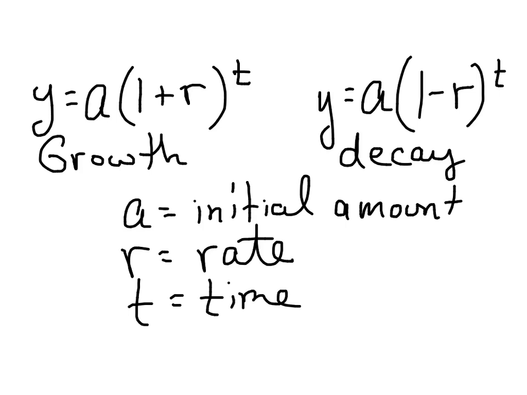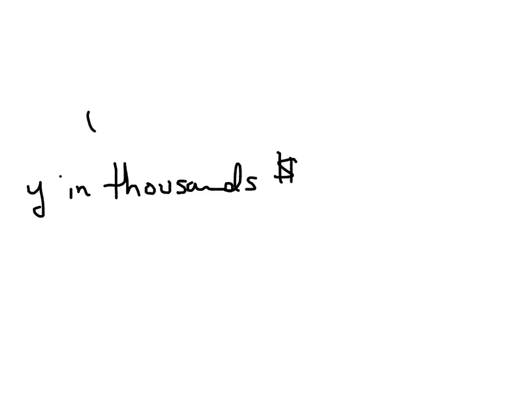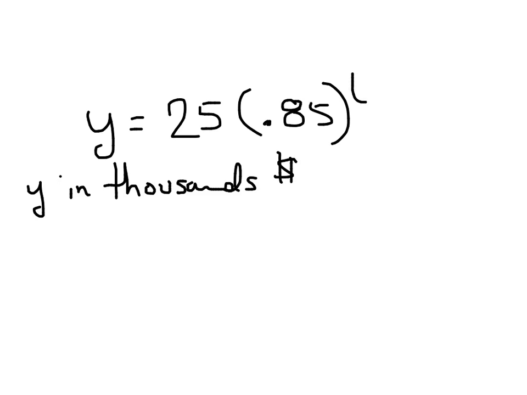Now, I'm going to give you a scenario right now, and you're going to answer questions based off of it. So you're going to have to figure out if it's growth or decay, how much the initial was, all that kind of thing. Okay? So here goes the scenario. Ready? All right. The value of a car, Y, in thousands of dollars, can be approximated by the model Y equals 25.85 to the T, where T is the number of years since the car was new.